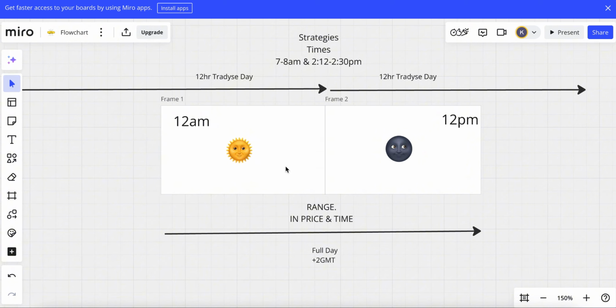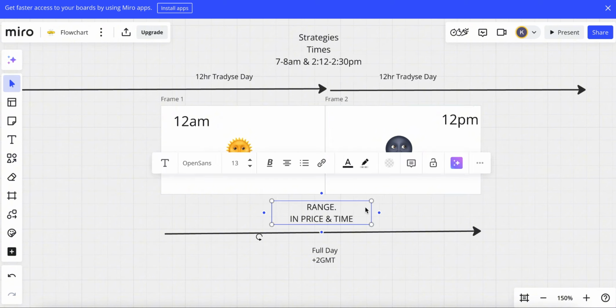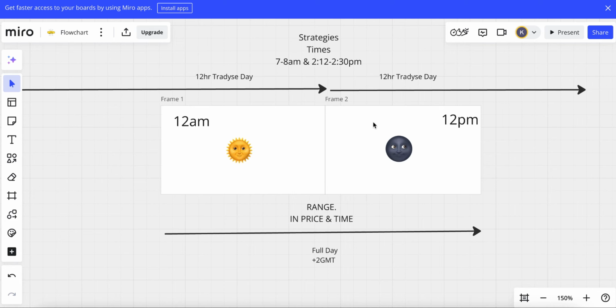So that's that. In terms of times where you should expect alerts, anywhere between 7 to 8 a.m. plus 2 GMT. And then the second sessions, which are your evening sessions, for lack of a better expression, they come from 2 to 2:30 in the afternoons, okay? So that's the ranges in time.